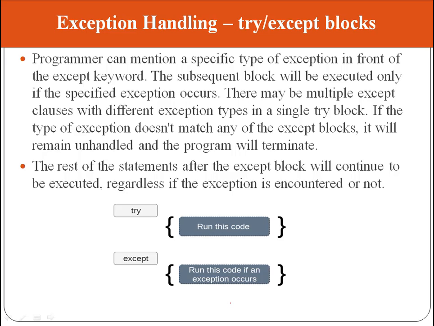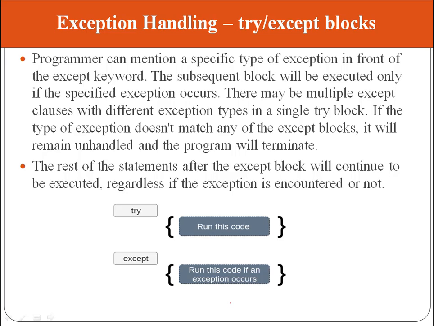There may be multiple except clauses with different exception types in a single try block. We will look into it: except with this exception, except with this exception, except with this exception. So in this try block there can be multiple exceptions that can occur, and we will be mentioning all of them. Mention all the types of exceptions that you can think can come over here.